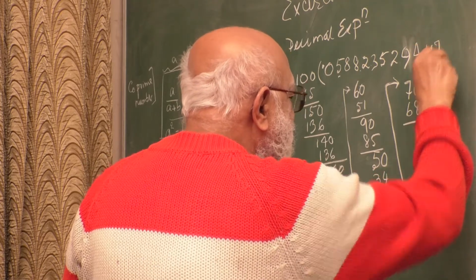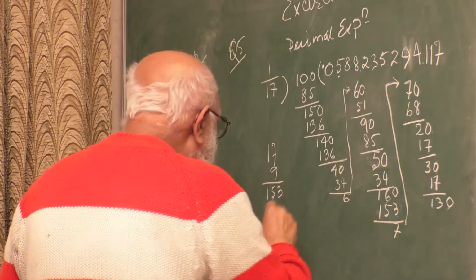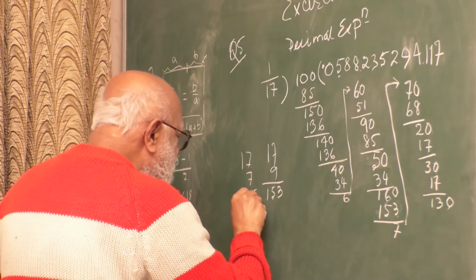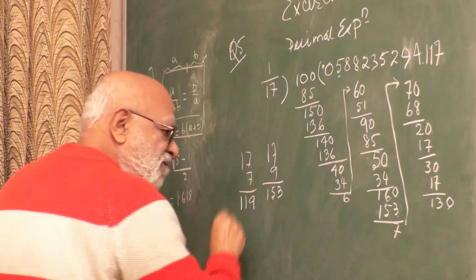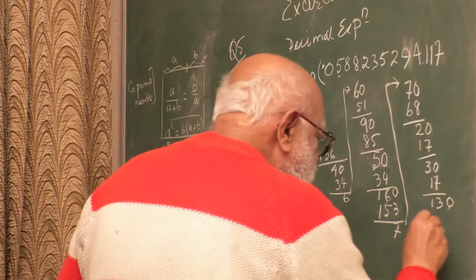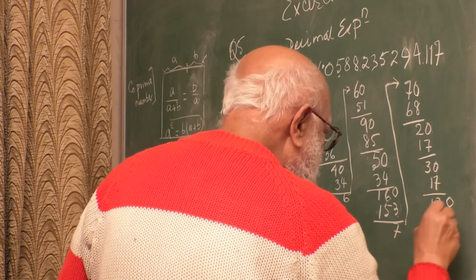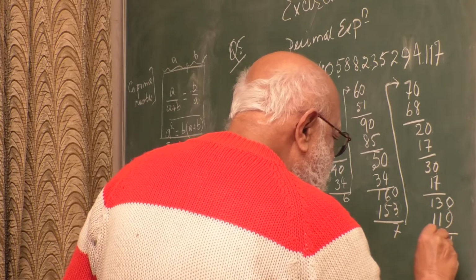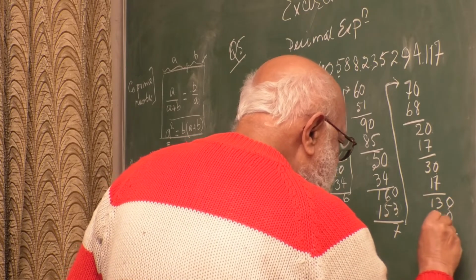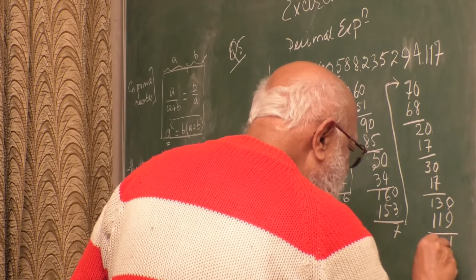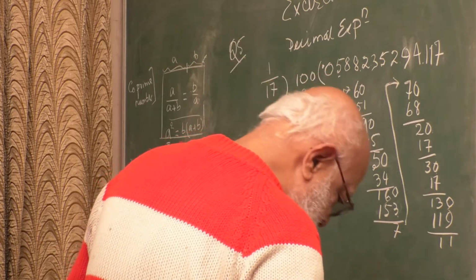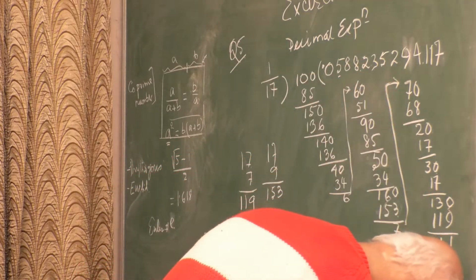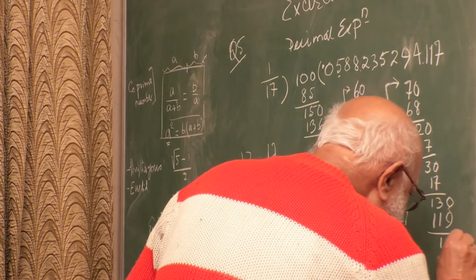So let us try a 7. 17 into 7. So this is 9, and this is 11. 119. So this is 119. So what does that give me? That gives me 1, and this gives me 2. This is 1. 117. Then it will be 0, and then 117, and this will be 0.